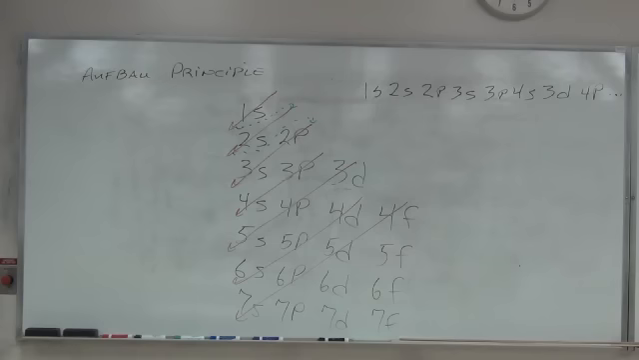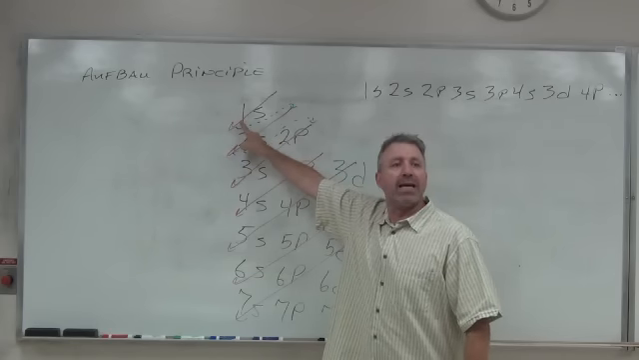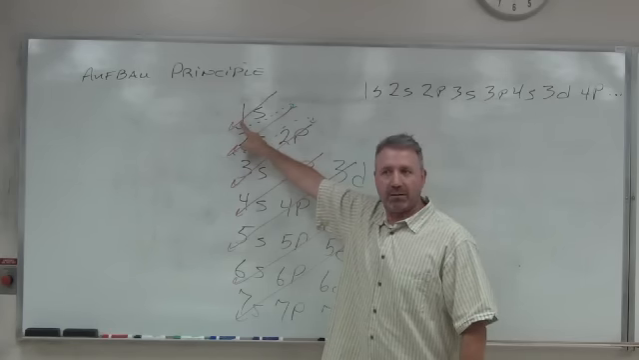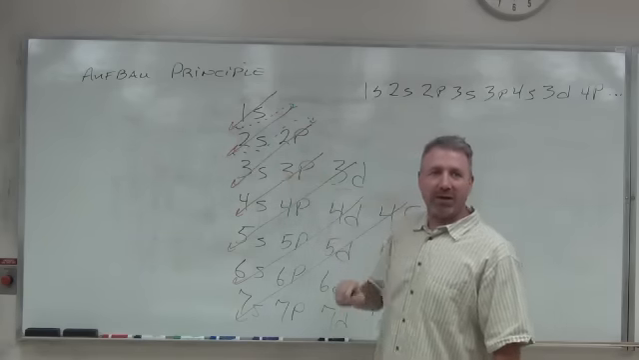This is the order that electrons fill radially outward from the nucleus. The ones, twos, threes, and fours are the period numbers, which we call principal energy levels. The electrons reside in orbitals within principal energy levels. So, principal energy level 1 only has an s orbital. Principal energy level 2 has an s and a p orbital.